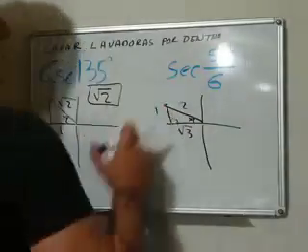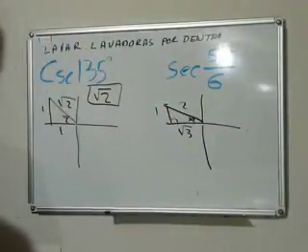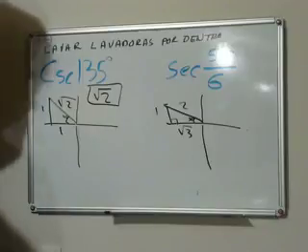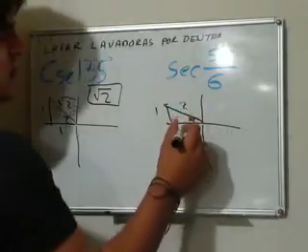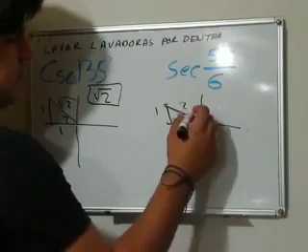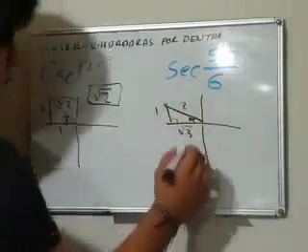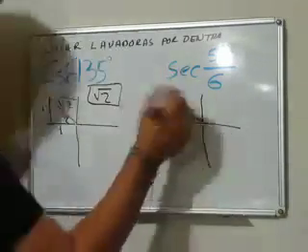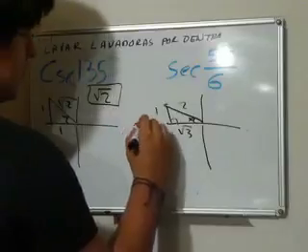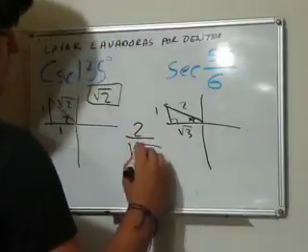Okay, so we have secant. The opposite of secant is cosine, so we're going to do cosine of 30, which is adjacent over hypotenuse, so root 3 over 2. But since it's the secant we have to flip it, so it's 2 over root 3, and that's our final answer.